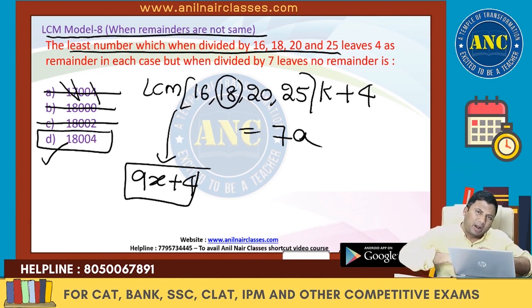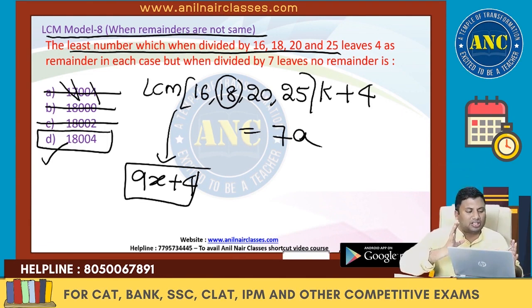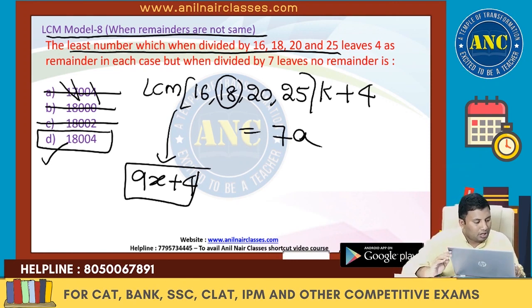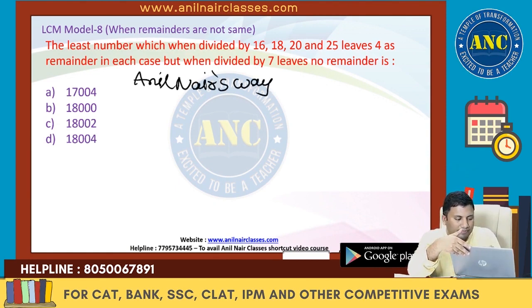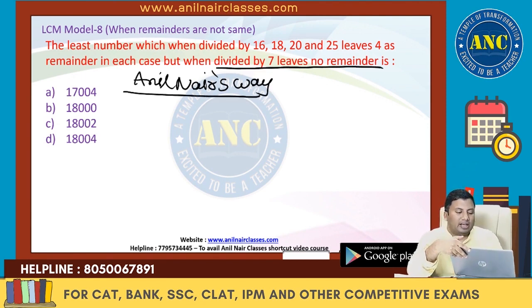I will give you a completely different way in which I will solve this question. Please listen carefully. Anil Nayar's way to solve. Please write down. If this question is given, this is how I solve it. It is when divided by 7, it leaves no remainder. So there is a divisibility rule for 7.